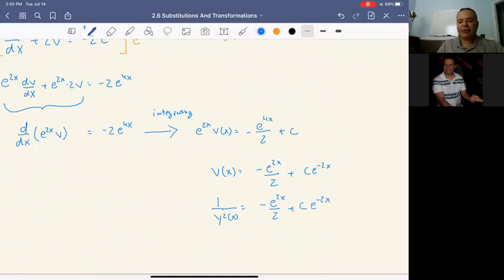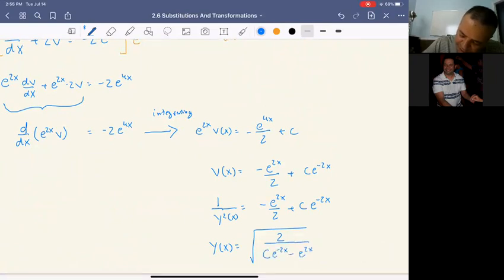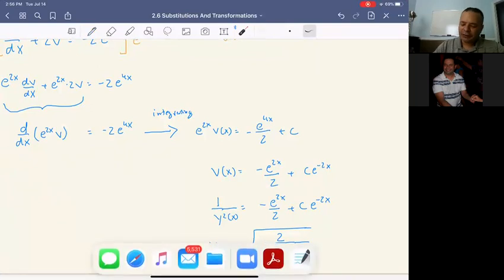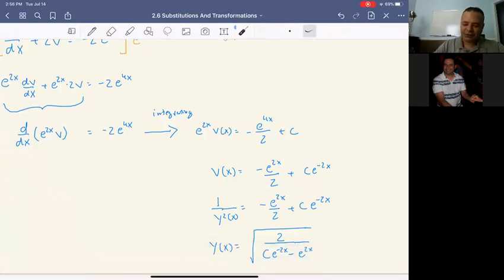And we can solve that to get y. y of x equals, with a little bit of algebra magic, the square root of 2 over (c e to the negative 2x minus e to the 2x). Now, I don't need to worry: when I did this, there would have been a 2c over 2 here, but that's the same thing because it just gets sucked into the constant. So there you have Bernoulli equations. All right, one more video.